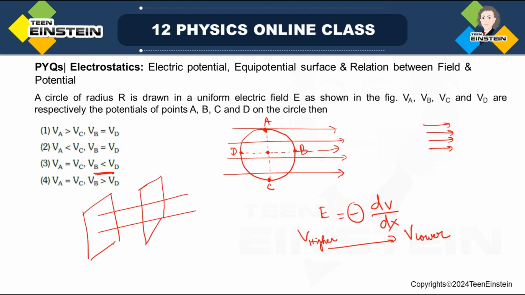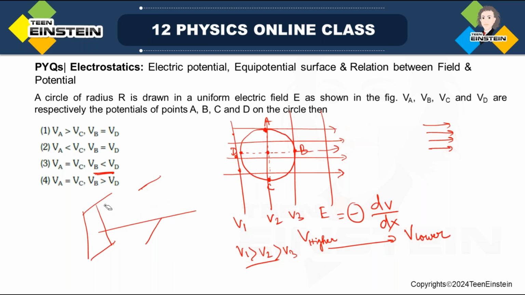So if you take vertical lines, each vertical line will have a constant potential: V1, V2, V3. At each and every point on a line, the potential will be the same, V1. But these different lines will have potential differences. Here V1 is greater than V2, greater than V3, and it goes like that. So the summary is that the potential will be the same on the same vertical line. So VA is equal to VC.